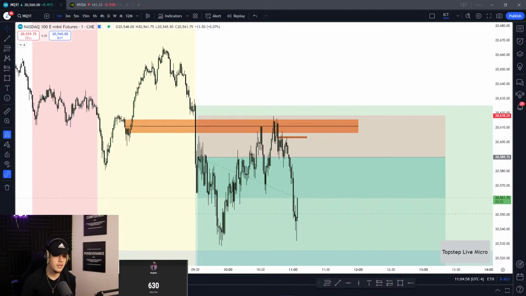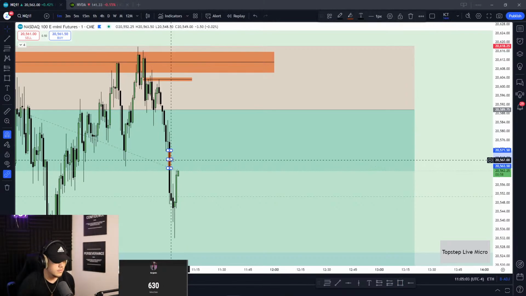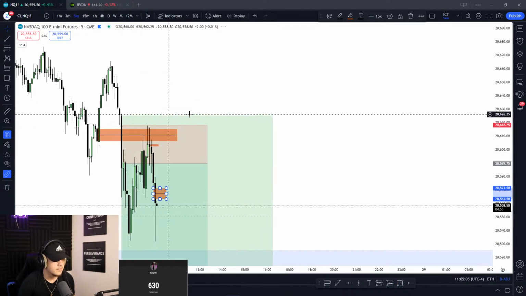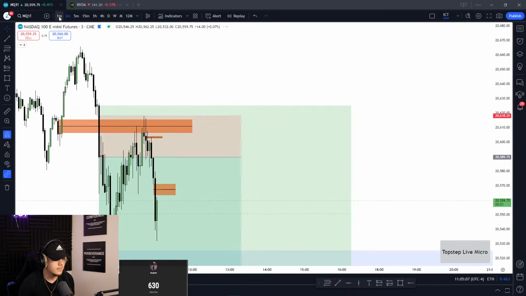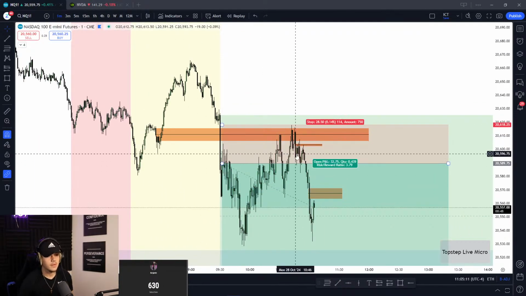I think we're about to enter into an institutional order flow entry drill here. First presented bearish fair value gap. I don't like that wick though, but I still think we're going to move lower.